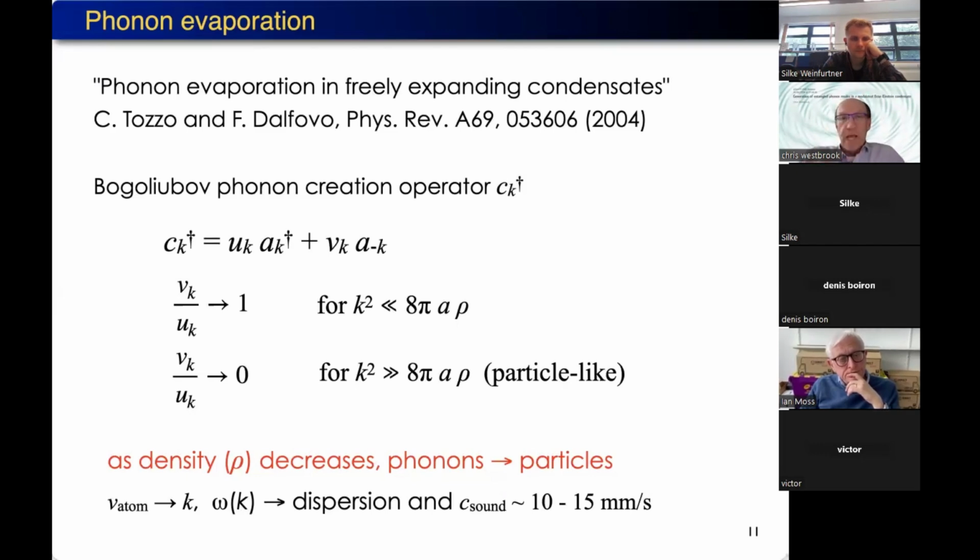The way you can understand that is to think about creation and annihilation operators for the atoms, a_k and a dagger_{-k}, and think about how the Bogoliubov transformation relates the phonon operators c to these atomic operators a and a dagger. In the long wavelength limit, small k, the weights of these v and u coefficients are approximately equal.